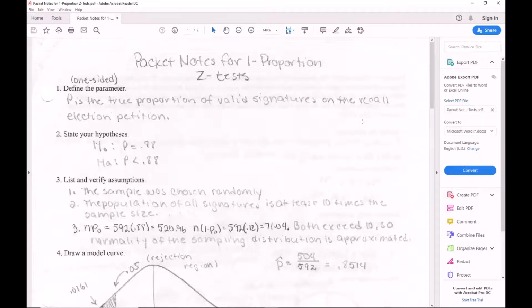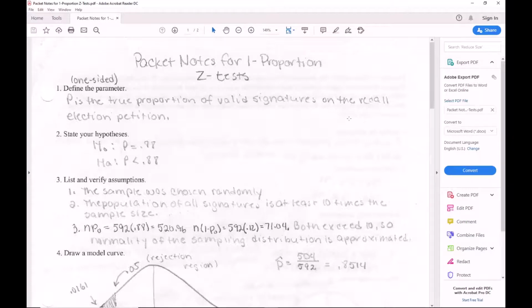The county clerk selected a random sample of 592 signatures and verified the signature, address, and registration status against voter registration records. It was determined that 504 of the 592 signatures were valid. Is there sufficient evidence to conclude that the proportion of valid signatures on the petition is less than 0.88? Test the relevant hypothesis using an alpha of 0.05.